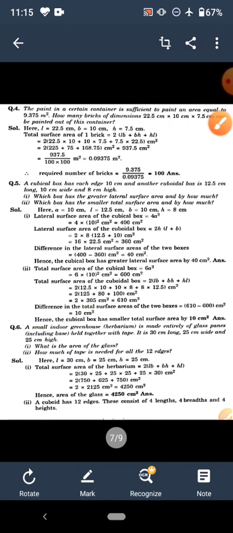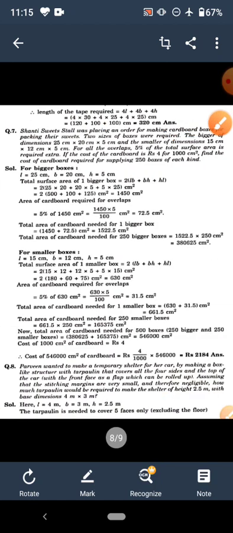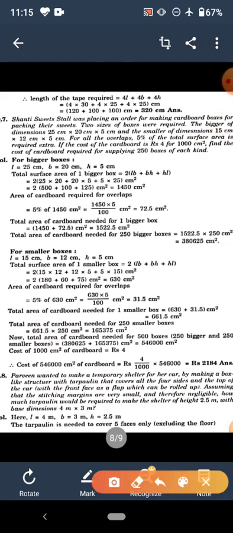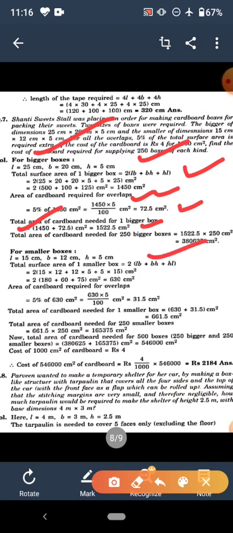You can see here the solution. Firstly, you will find out the bigger box area. For the bigger box, length, breadth and heights are given. Total surface area you will find out, it is 1450. Then for the overlap you need 5% extra, so this is 72.5. And the total area of the cardboard needed for one bigger box you get, and for the 250 boxes you will multiply.